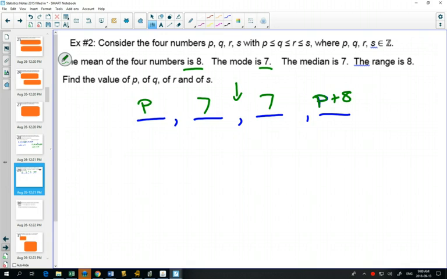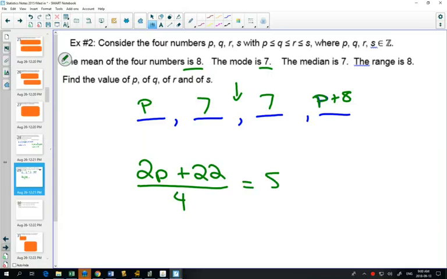At this moment, if I add up all of these, I'm going to get 2P plus 14 plus 8, which is 22. That, divided by 4, because that would be my average, equals 8. Does that make sense?